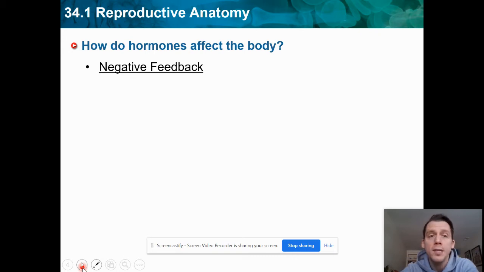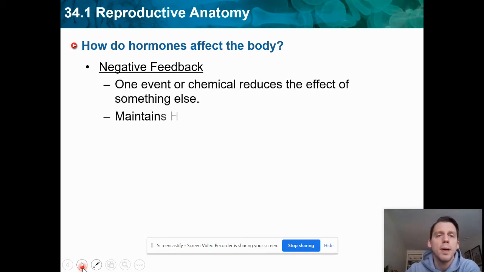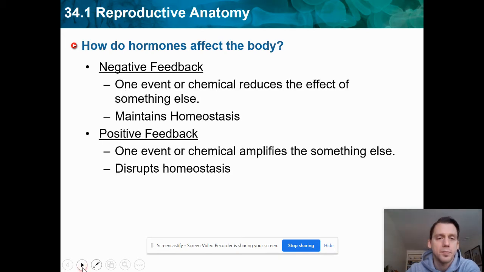All right, there are two ways that hormones affect the body. There is something called negative feedback, and then there is something called positive feedback. Negative feedback is when one event reduces the effects of something else.